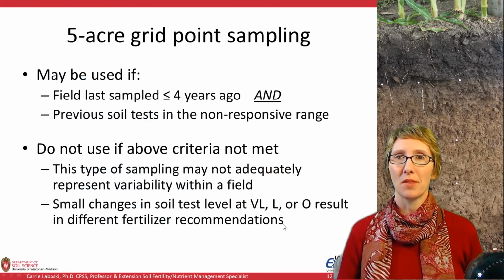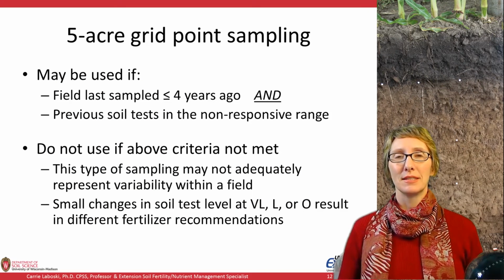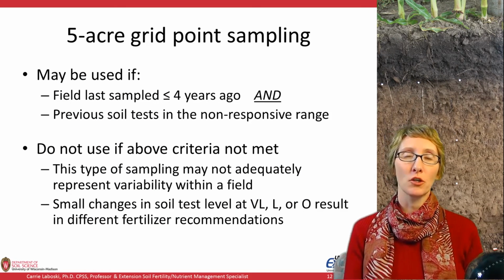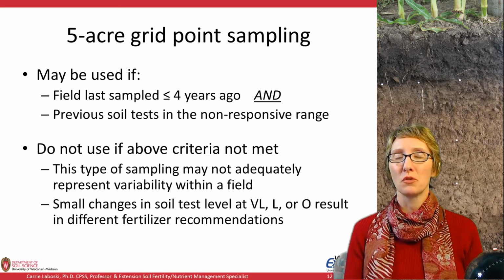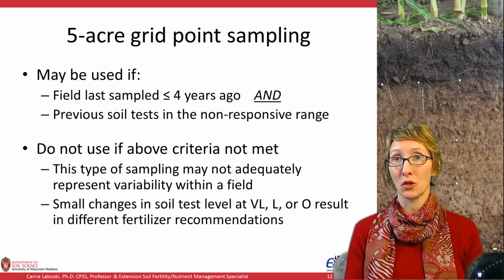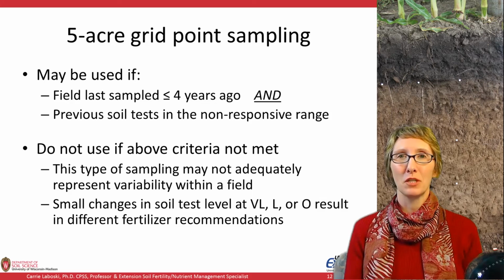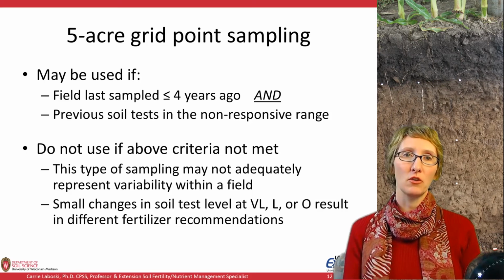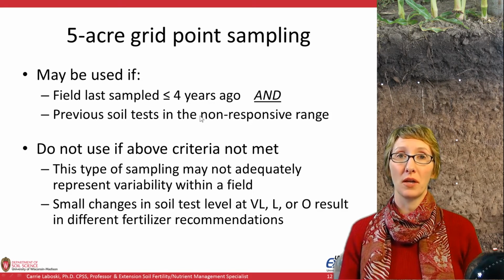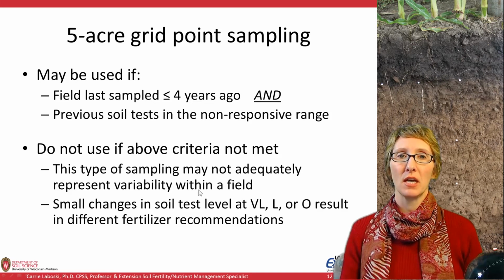Now, this gets me back to this 5-acre grid point sampling that I just briefly brought up. I'm generally not a fan, but it could potentially be used if you sampled the fields less than or equal to 4 years ago and the previous soil tests were in the non-responsive range. Maybe you'd want to go that far. Really, you're just not capturing variability very well. But I really don't think you should use 5-acre grid point sampling if you can't meet these criteria.